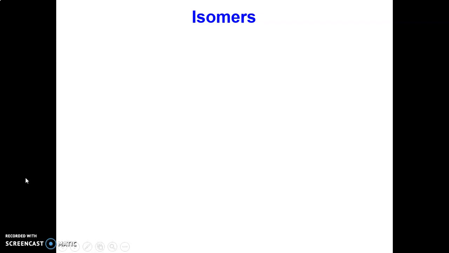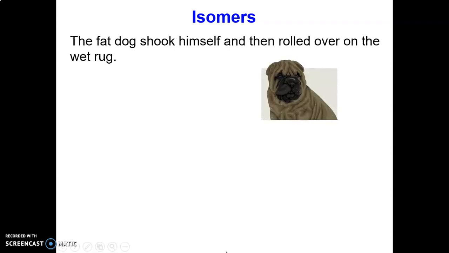Okay, so where we're going to be ending our discussion of organic chemicals all surrounds this idea of isomers. And to demonstrate this idea of isomers, I'm going to use this example first. So here's a simple sentence. The fat dog shook himself and then rolled over on the wet rug. So I have certain words that I've used in a certain order. What if I were to take every single word and use it again, but alter the order?